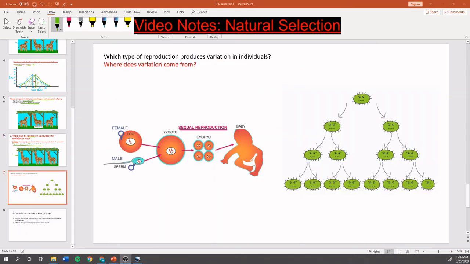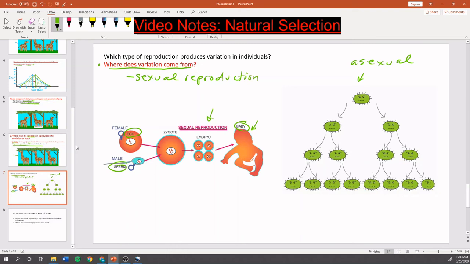Okay? So here, I want to talk about this question, where does variation come from? Because that's a pretty important thing. We have 2 types of reproduction, sexual reproduction and asexual reproduction. In sexual reproduction, you need an egg and a sperm, and they come together to make a baby. Because we have so many different combinations of eggs and sperm that can come together and make different babies, that is going to cause variation in the population. So we can say sexual reproduction.